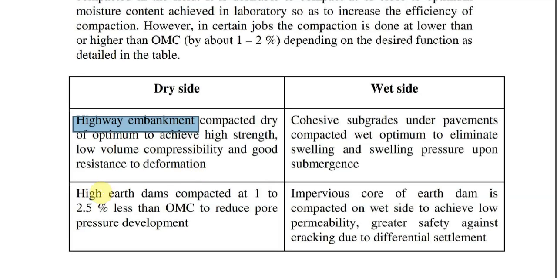And also for earthen dams, high earthen dams, meaning big earthen dams, if the height is more than 10 meter. Now, when you're constructing earthen dams, the soil or the earth which is used to construct that particular dam is compacted on the dry side of optimum moisture content. Why? The main reason is to reduce the pore pressure development.